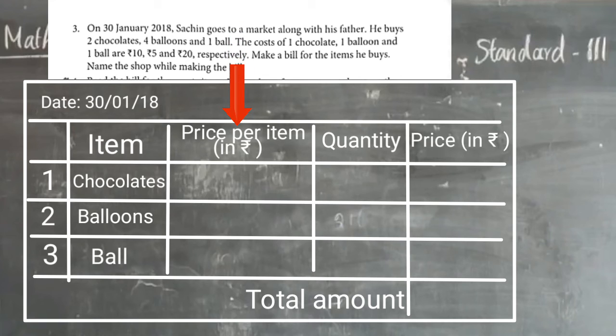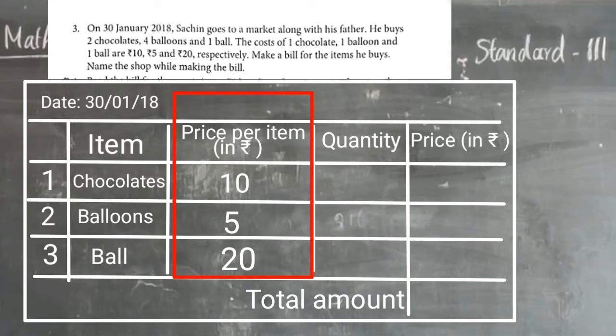And next, price per item. So next to that, what is given there? The cost of 1 chocolate, 1 balloon and 1 ball. What is that? Rupees 10, rupees 5 and rupees 20 respectively, means in the order wise we have to take. So for 1 chocolate, rupees 10. For 1 balloon, rupees 5. For 1 ball, rupees 20. In that column we have to fill according to that row also. In that item wise we have to write the price per item. That is the price per unit. For 1 item, what is that rate? That is what we are writing there.